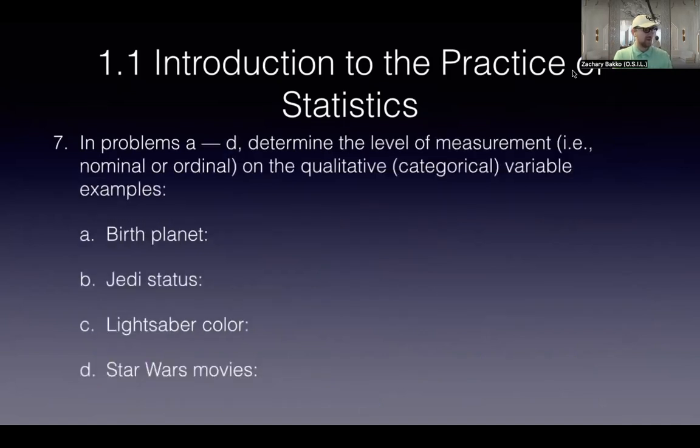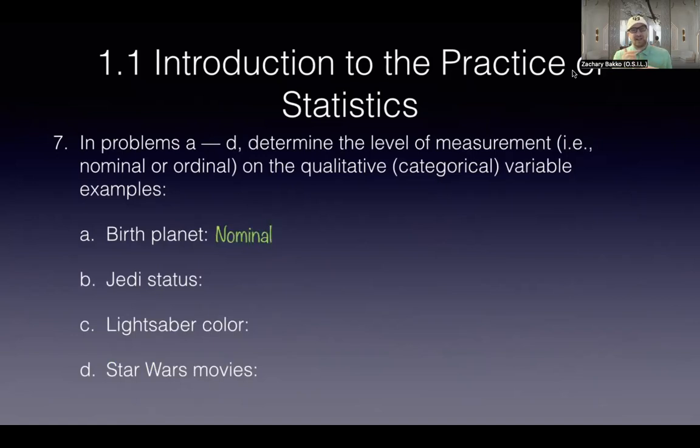All right, so in problems A through D, we're going to determine the level of measurement, in other words, nominal or ordinal, of the qualitative categorical variable examples. So these are all categorical variables. We're just determining if they're nominal or ordinal. So birth planet. Think of this if we collected data. Where were you born? What planet? Right? Are we going to rank these? No. So it's just going to be nominal here.